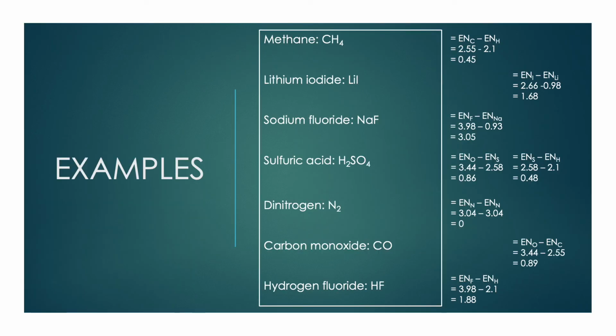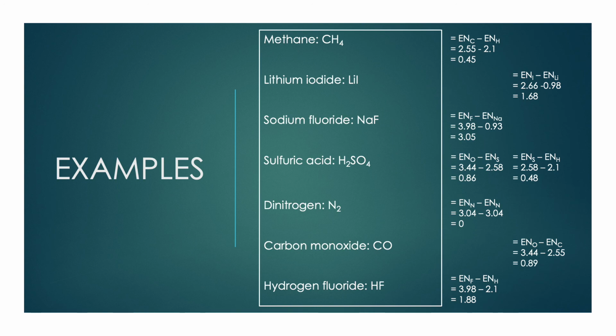For the last few minutes of the presentation, I'm going to review some examples of chemical bonding and how to distinguish between the different types. Let's start with methane. Methane is comprised of 1 carbon atom and 4 hydrogen atoms. When calculating the electronegativity difference, we can see that this is a polar covalent molecule.